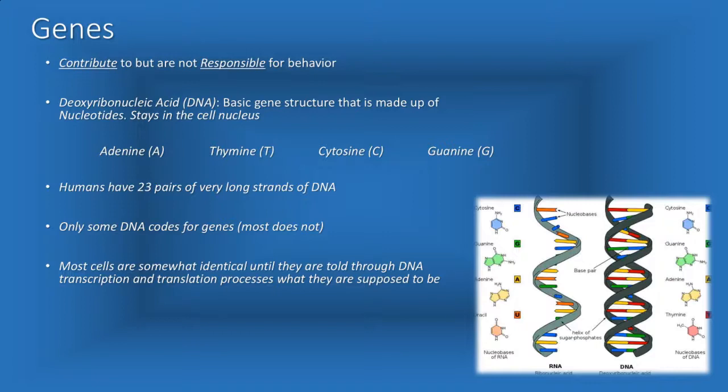Nucleotides, for those trying to remember their biology, are adenine, thymine, cytosine, and guanine. A, T, C, G. And they create pairs and they match and they create these strands of DNA that contain information that tells cells what to do. It's important to note that humans have only 23 pairs of large, long strands of DNA. However, only a portion of those strands actually code for genes. Most of the information in that strand does not.